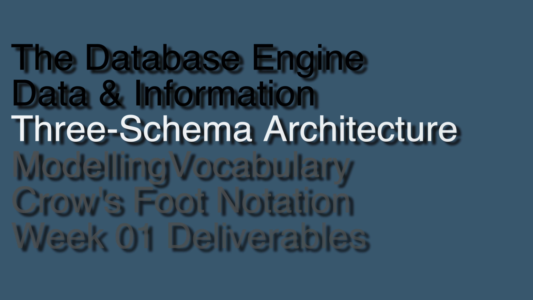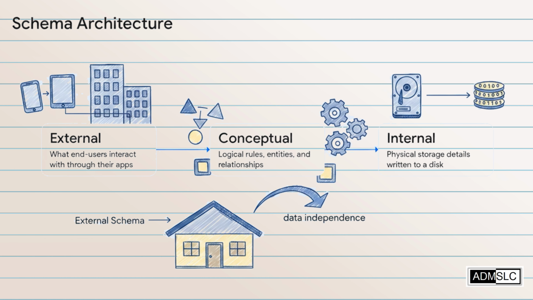Moving right along to Section 2, the 3 schema architecture, safely organizing our data blueprint. To see how this RDBMS software keeps everything from falling apart, we have to look at the 3 schema architecture. This is a massive concept in database design, and it's broken down into 3 distinct layers.